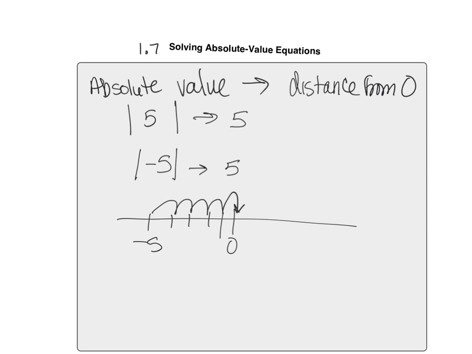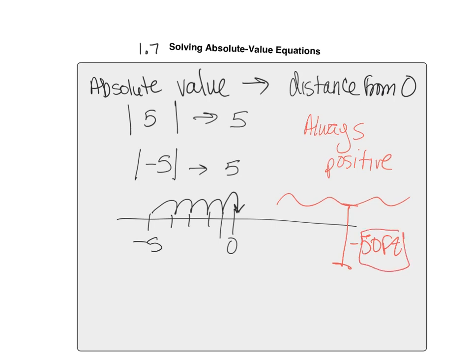Absolute value is always positive because distance is positive. If I asked you how far below the water you have traveled, if you are 50 feet below, even though that could be represented as negative 50, you still are 50 feet. That is the distance from the water surface. Absolute value is always positive. And this is going to be a very important concept when we go through the remainder stuff with absolute value equations.